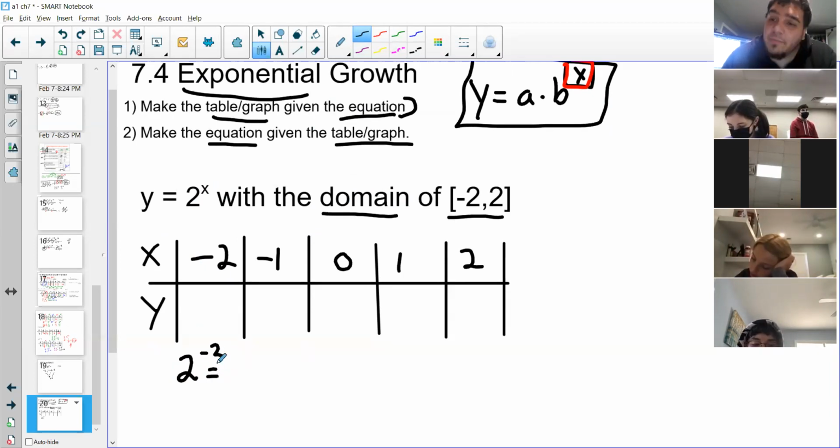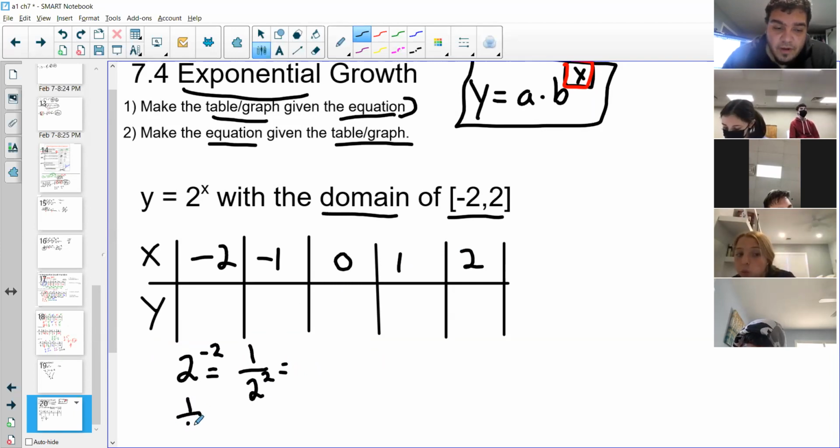So for the first one, 2 to the -2 power. Again, we don't like negative exponents. So in order to fix that, we take the negative exponent that's on the top, bring it down to the bottom: 1 over 2 to the second power, which is 1 over 4.